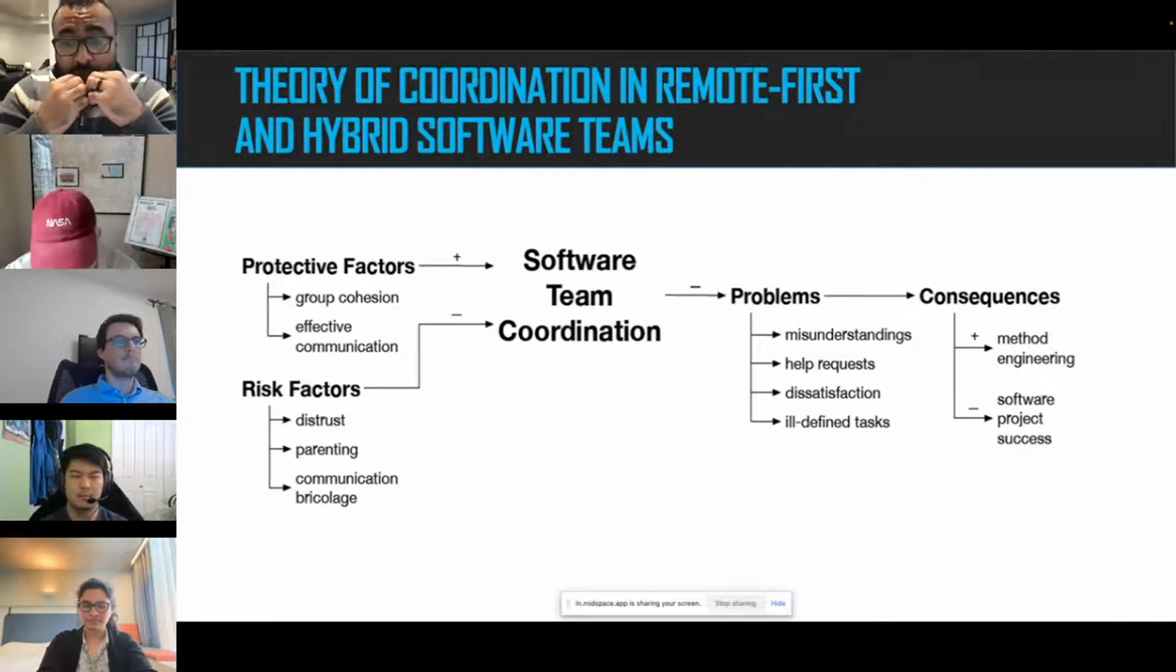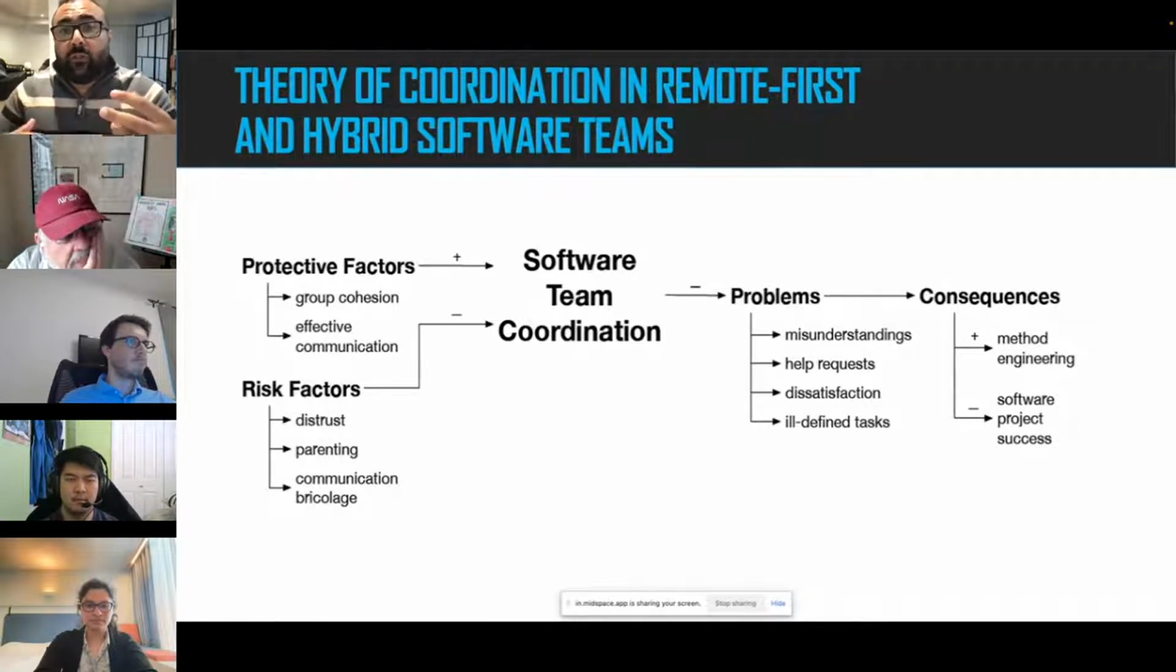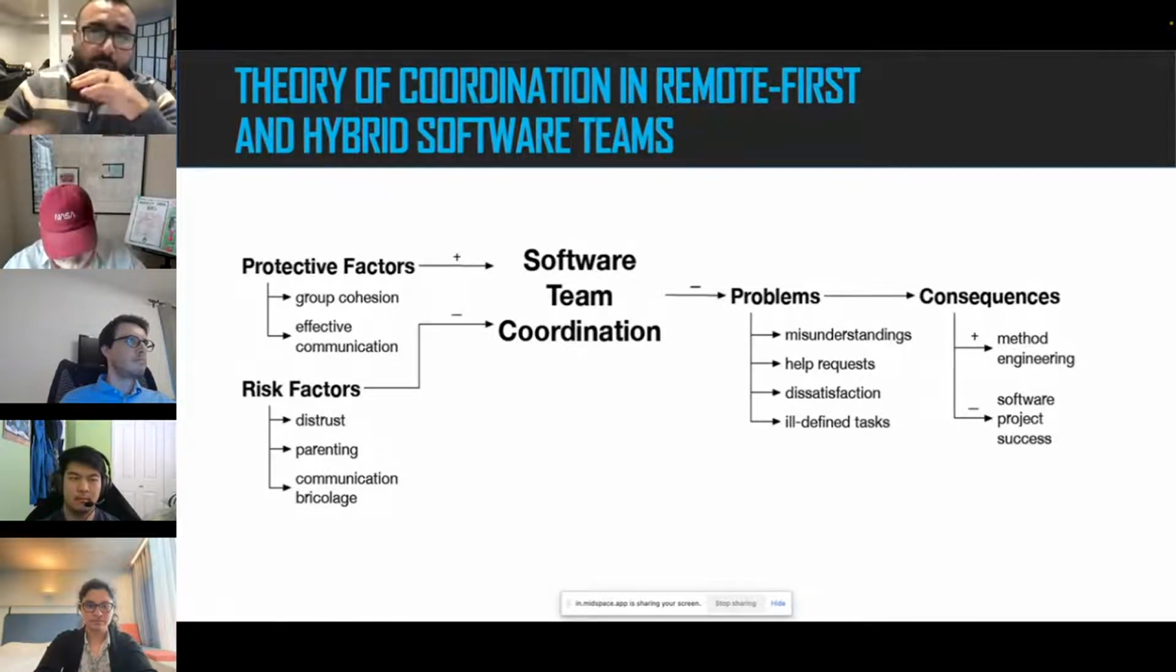We also have a problem with ill-defined tasks, which happens when professionals cannot see the tasks as a complete piece of work with a beginning, middle, and end. If these problems are not well managed, we have the need for method engineering, constant changing of the practices and processes applied by the team, and we also have indicators of reduction of software project success.